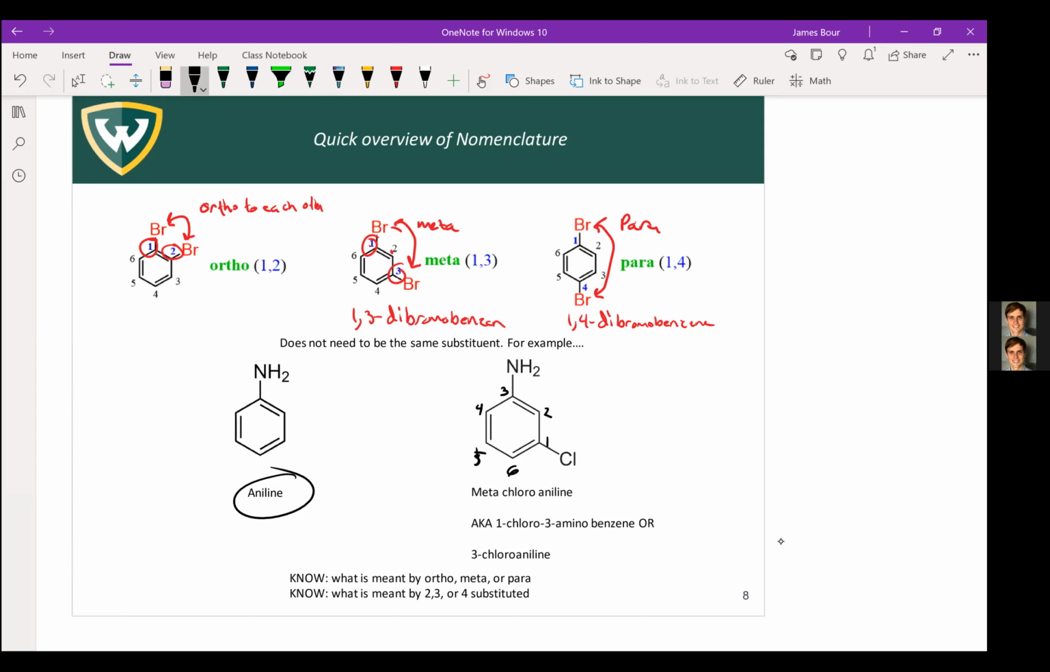We can also call this 1-chloro-3-aminobenzene or 3-chloroaniline. All of these are terms you might see out in the literature. So you need to be familiar with all of these. I say this because I will talk about these molecules as we discuss their reactivities, and I might say something like meta-substituted. I might say something like 1-chloro-3-aminobenzene or even just 3-chloroaniline. So you need to know what is meant by ortho, meta, para, and you need to know what is meant by 2, 3, or 4 substituted.